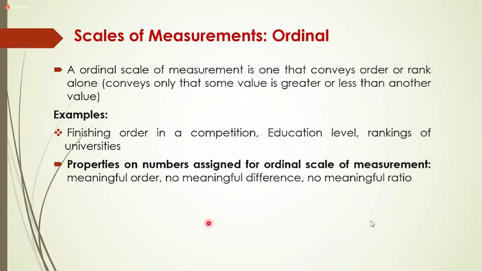Then ordinal, right? An ordinal scale measurement is one that conveys order or rank. That means some value is greater or less than other value. Now here we can make some order. We can compare. For example, now education level. We are taking the education level, right?